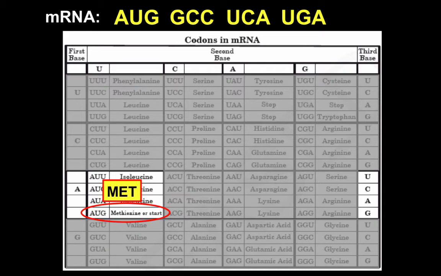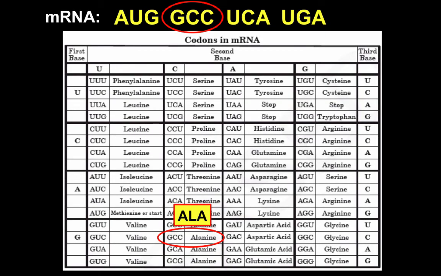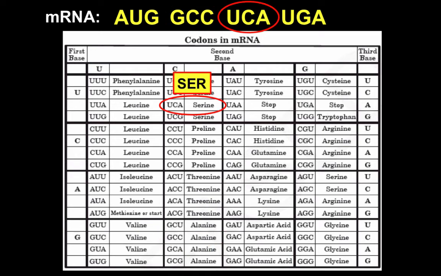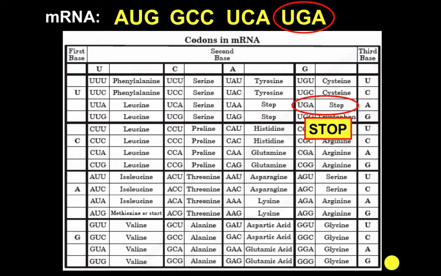get started. And most of the time we're just going to abbreviate these things with the first three letters. So MET for methionine. You don't need to memorize any of these amino acids. All right, GCC is going to code for alanine, UCA serine, and UGA is a stop codon. So notice that UGA, UAA, and UAG are all stop codons. These tell the ribosome, stop, everything's done.